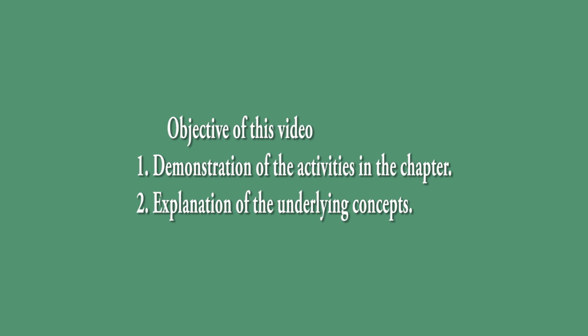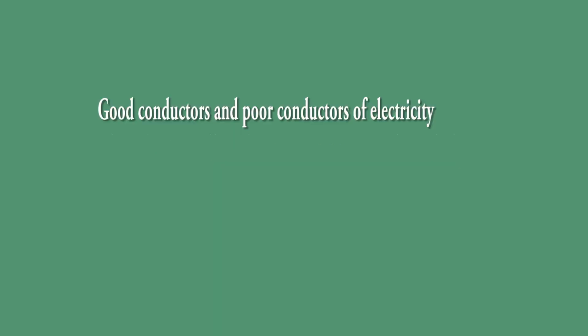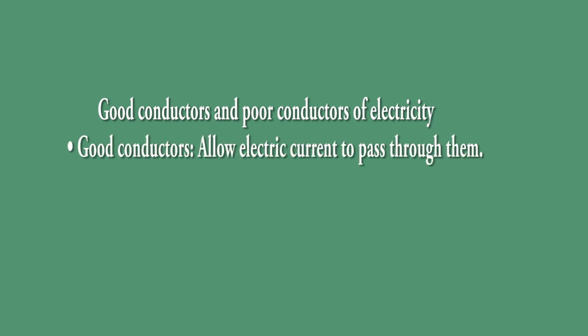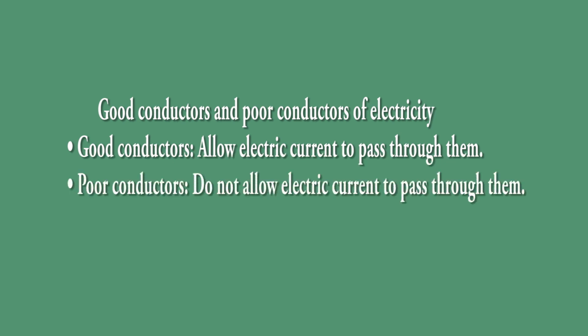So the very first thing we are going to be talking about here is good conductors and poor conductors of electricity. Good conductors of electricity are those materials which allow electric current to pass through them. On the other hand, poor conductors of electricity are those materials that do not allow electric current to pass through them. In the solid state, examples of good conductors of electricity are metals like copper, aluminium, etc., while bad conductors of electricity would be wood, plastic, etc.